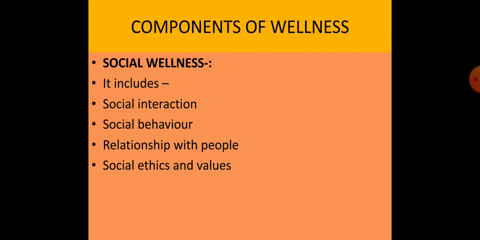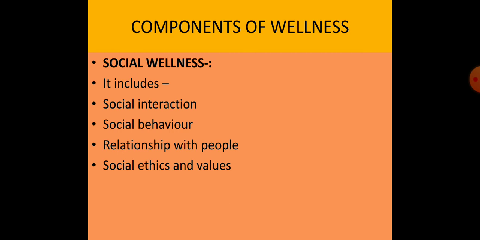Social ethics and social values are there. Personal behavior and personal wellness are quite different from social wellness. In social wellness, social ethics and social values have big roles. So we must have social ethics. Each and every work, whatever we are doing in society and whatever is affecting others, there are ethics and values which we must know.